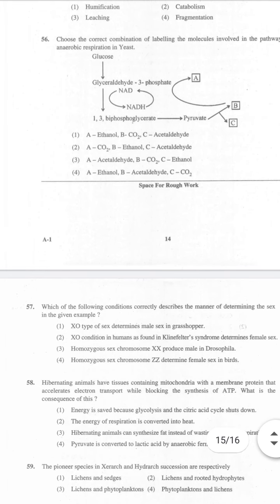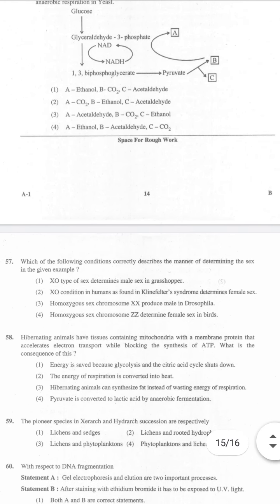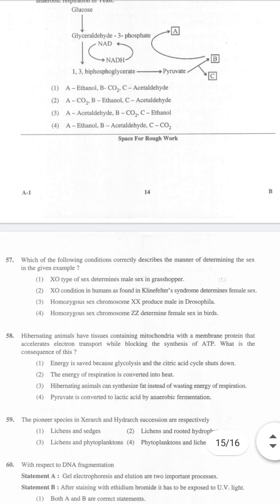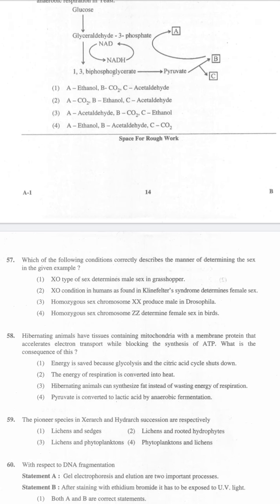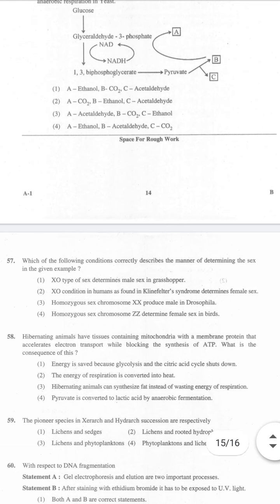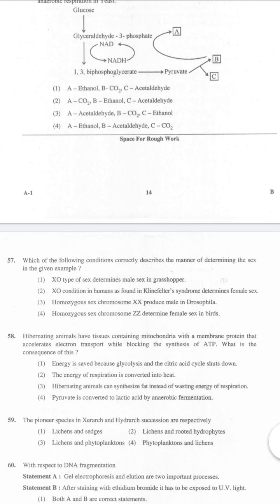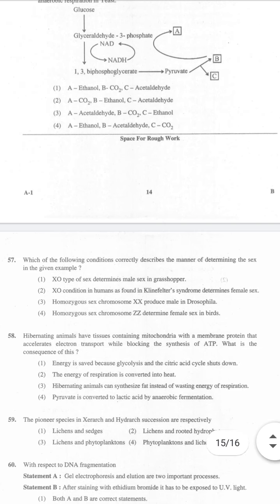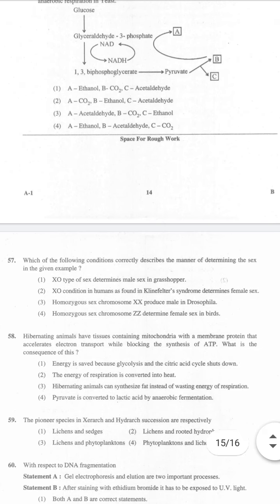Which of the following conditions correctly describes the manner of determining the sex in the given example? Option 1, XO type of sex determination of male sex in grasshopper. Option 2, XO condition in humans as found in Klinefelter syndrome determines the female sex. Option 3, homozygous sex chromosome XX produces male in Drosophila. Option 4, homozygous sex chromosomes ZZ determine the female sex in birds.